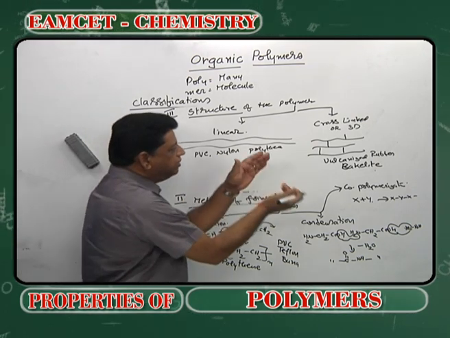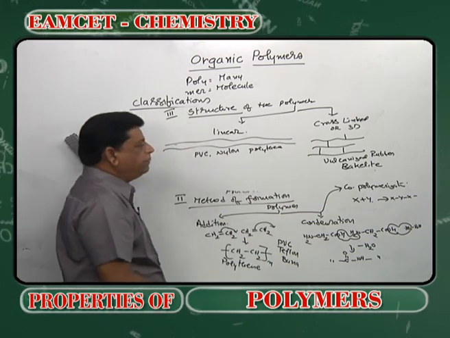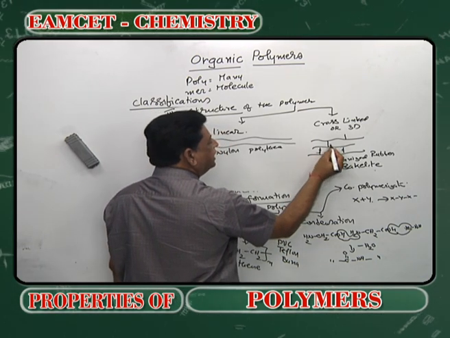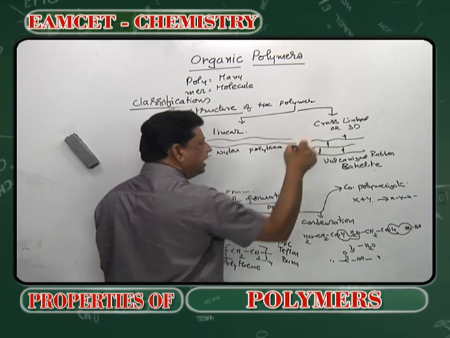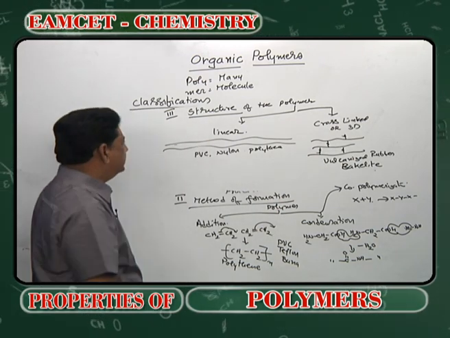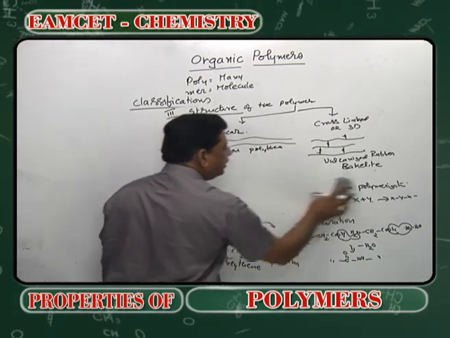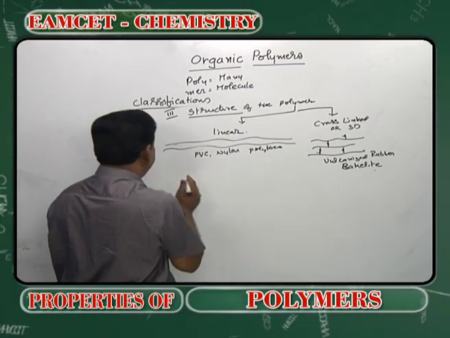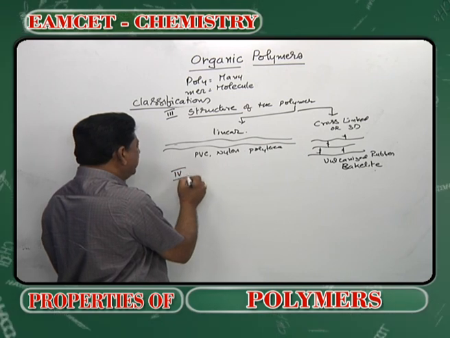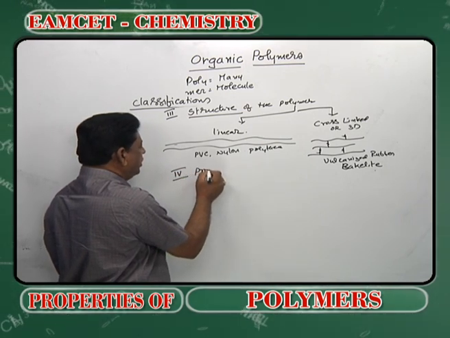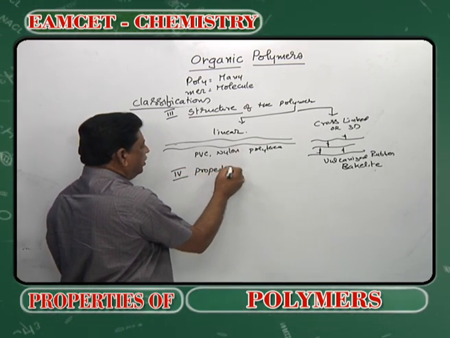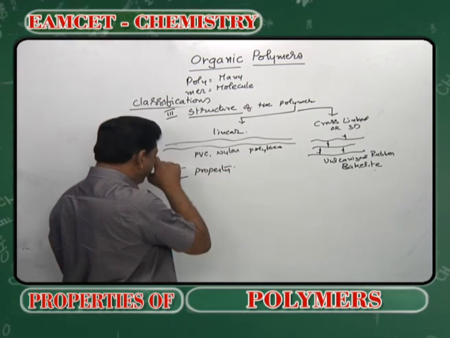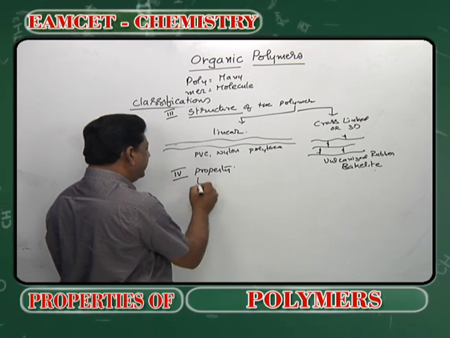If links are joined in between, as in vulcanization, some sulfur atoms come and make the attachments between the two chains. That is called the vulcanization process. The fourth type of classification is based on property. Most of the linear polymers will be of four types in this classification.